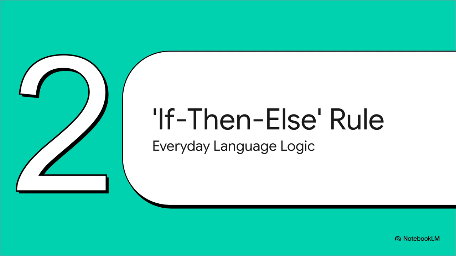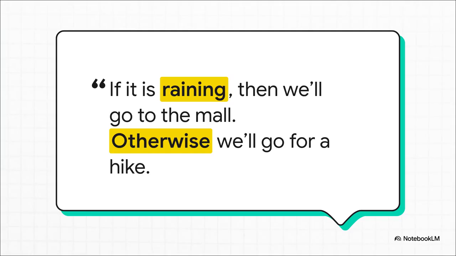So you might be thinking, this sounds a bit like computer code, right? But here's the thing. You already use this logic all the time without even realizing it. It's built right into how we talk every single day. I mean, check this out. If it's raining, then we'll go to the mall. Otherwise, we'll go for a hike. See? It's perfect. The condition, our true-false thing, is it raining? If the answer is yes, true, we go to the mall. If the answer is no, false, we go hiking. One simple check, two different plans.